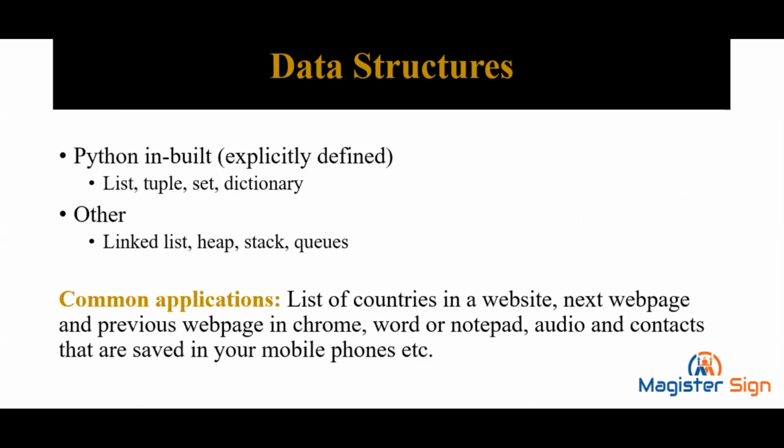Enough of talking about data structures. You have Python's inbuilt data structures, which are explicitly defined for how to initialize them. You have list, tuple, set, and dictionary. You have other data structures that are not explicitly defined, but you can still implement them in Python, which are your linked list, heaps, stacks, and queues. So you might be thinking, where do we use these? Maybe storing some ABCD values or 1, 2, 3, 4.